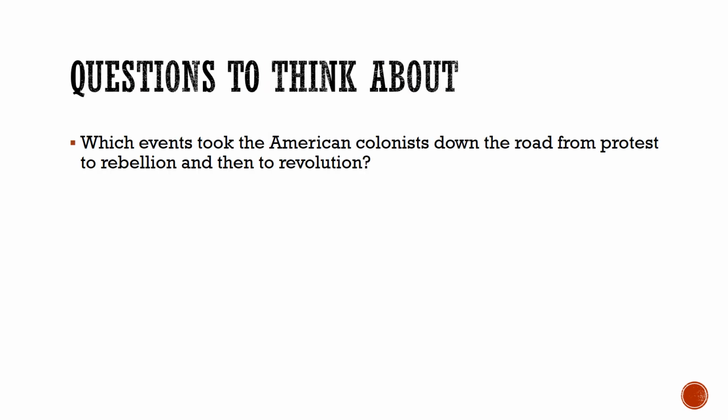So coming back to our questions to think about, which events took the American colonists down the road from protest to rebellion and then to revolution? We had mentioned before the Stamp Act Congress and the protests created by the Sons of Liberty. But with the Townshend Act, or the Revenue Acts of 1767, we see a greater widespread protest with the Boston Massacre, and then later the Boston Tea Party. And it's that harsh response to the Boston Tea Party that helps to bring the colonists once again closer together.